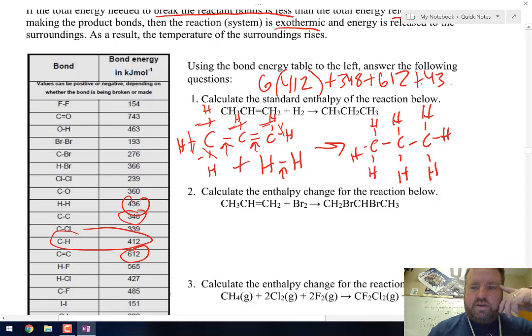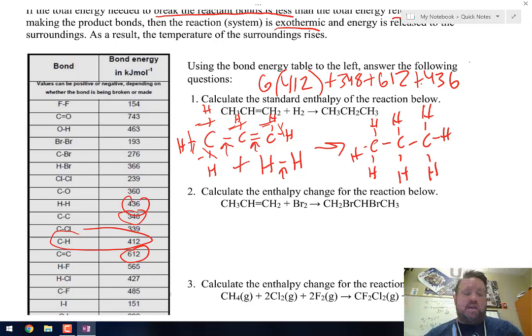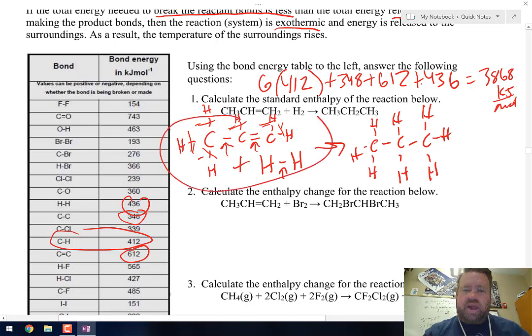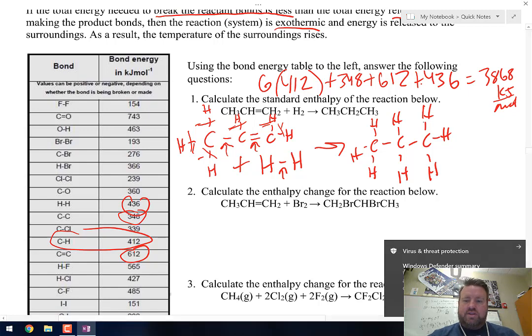So the bonds broken are equal to 6 times 412 plus 348 plus 612 plus 436. So it takes 3,868 kilojoules per mole to break all of those bonds on that side. And hopefully I didn't miss any. Okay? And then we calculate how much energy is released. So now we're creating these new bonds here.